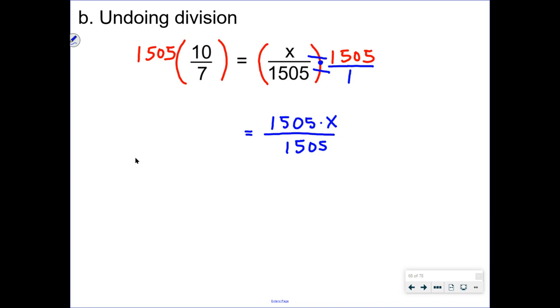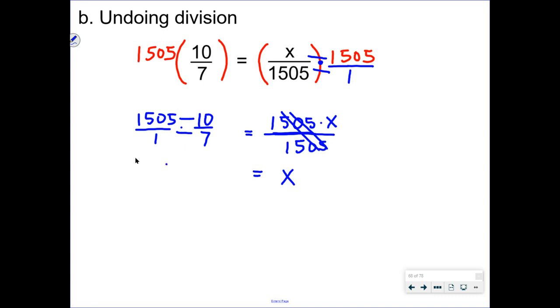Cool? And wait a minute, look at this pattern right here. What happens with this 1,505 and this 1,505? They cancel out. What's left? Just x. So now all I have to do is solve this side. So 1,505 over 1 times 10 over 7. And again, with fractions, you just multiply across.